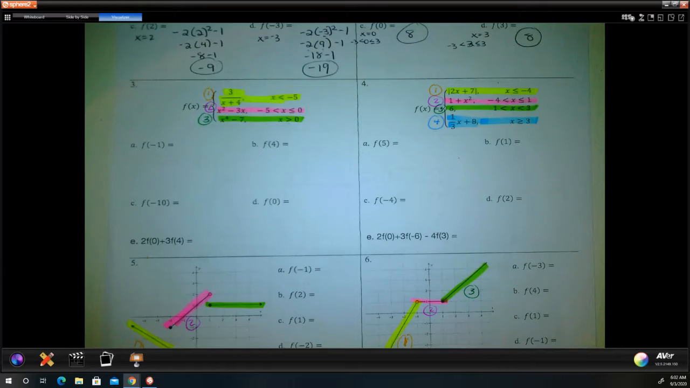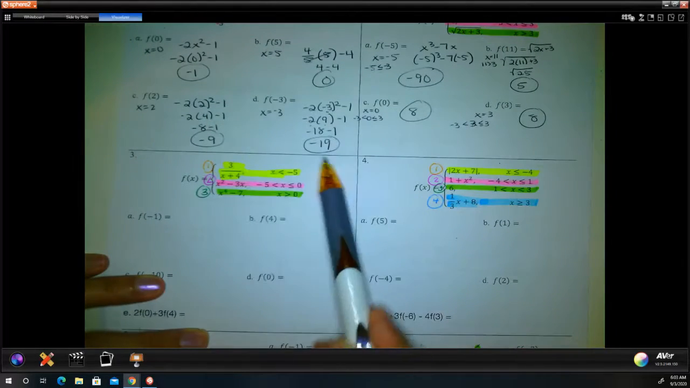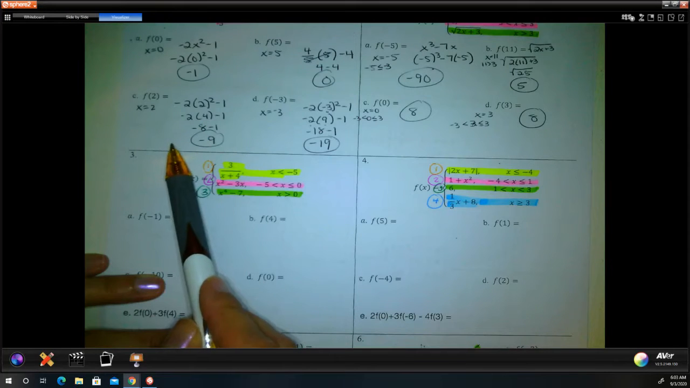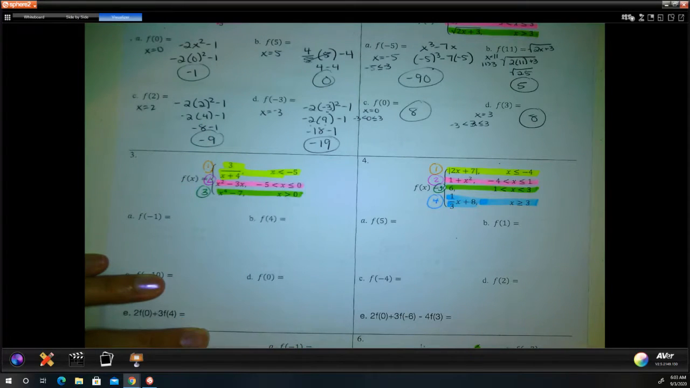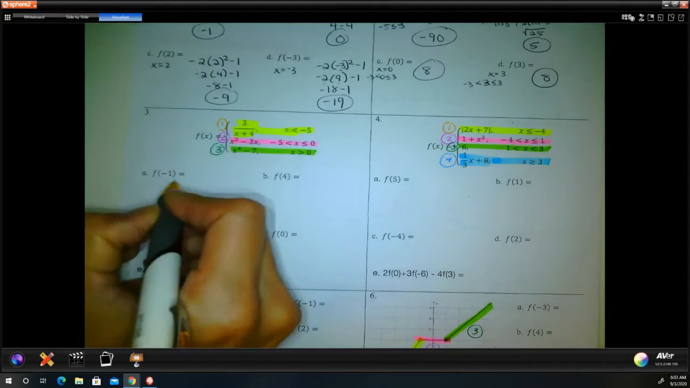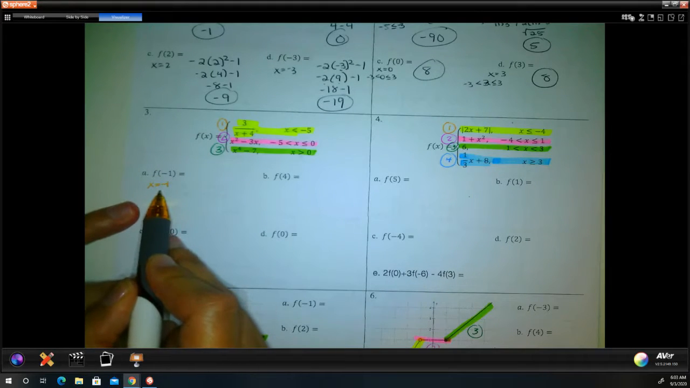Alright guys, so this is page 3 of the Piecewise packet that we've been working on, and we went over these top ones in class, or at least we answered questions, those of you that had questions, but those answers are there if you need to pause and just check because maybe you didn't do them initially. Alright, so f of -1 says x equals -1, so I need to figure out where that goes.